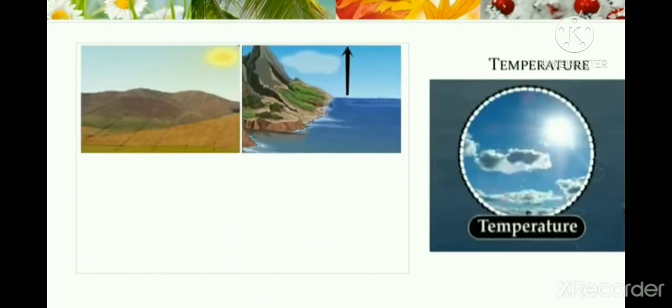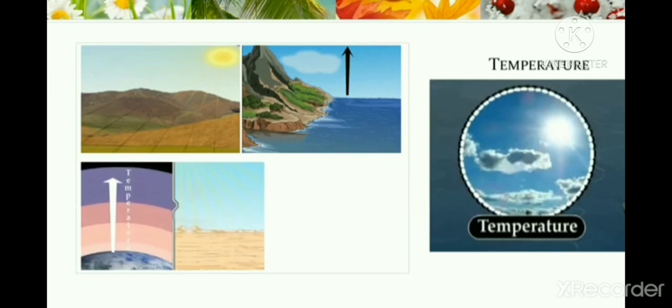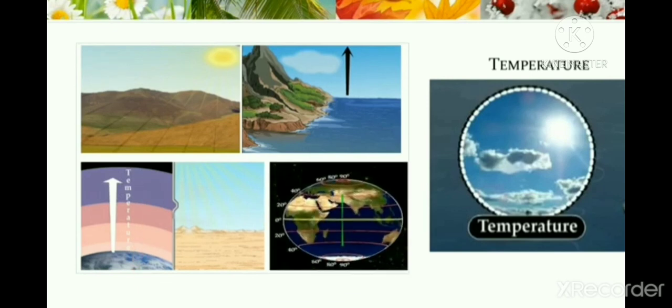Let us see the next element, that is temperature. We know that the earth revolves, and with the heat from the sun the earth's surface gets heated up. Hence, the air near the surface gets heated first. Gradually, the upper layers also get heated. As we move higher above the sea level, the temperature of the earth goes on decreasing, as shown in the figure. In the same way, temperature also goes on decreasing from the equator to the poles. All these are the reasons why we have variation in temperature at different places.